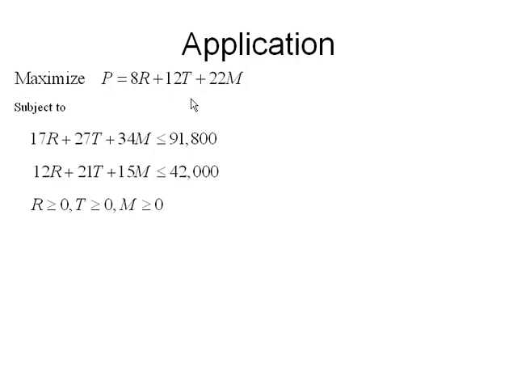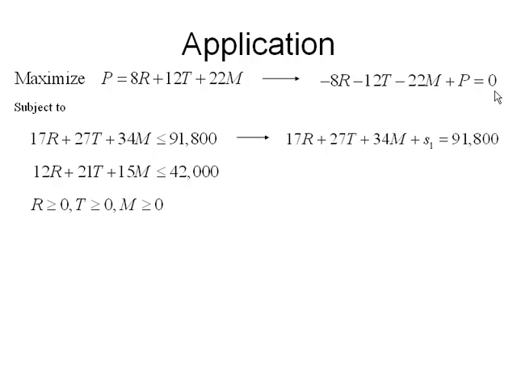So let's go ahead and start getting our initial tableau. The first thing I do is I take all of my variables and put them on the left-hand side of the objective function. So I get minus 8r minus 12t minus 22m plus p equals 0. Now I'm going to take my first constraint. I'm going to add some amount to the left-hand side called S1. And when I do that, I get 17r plus 27t plus 34m plus S sub 1. It's just big enough so that it's equal to 91,800.